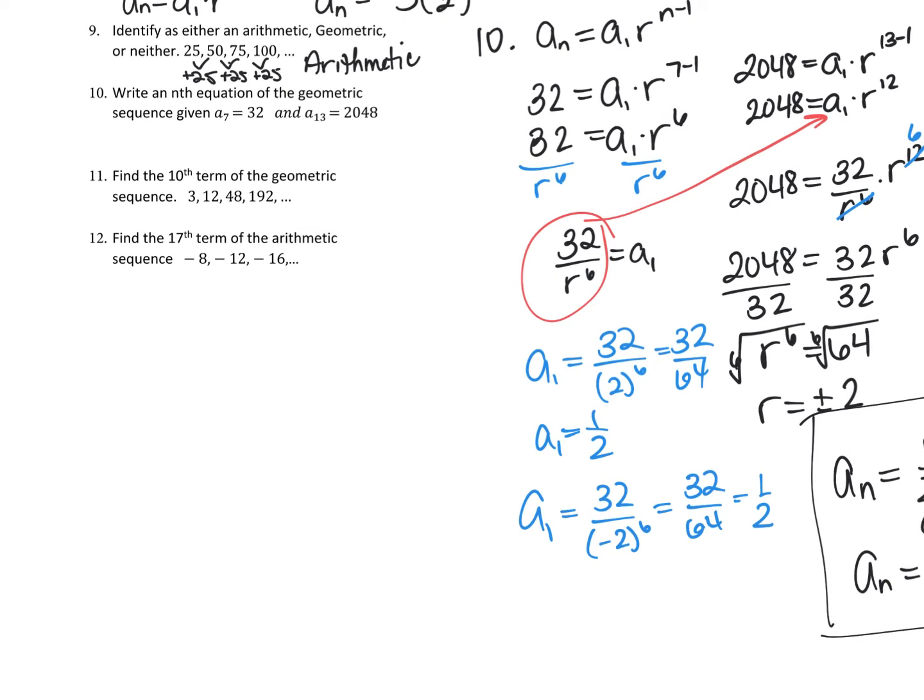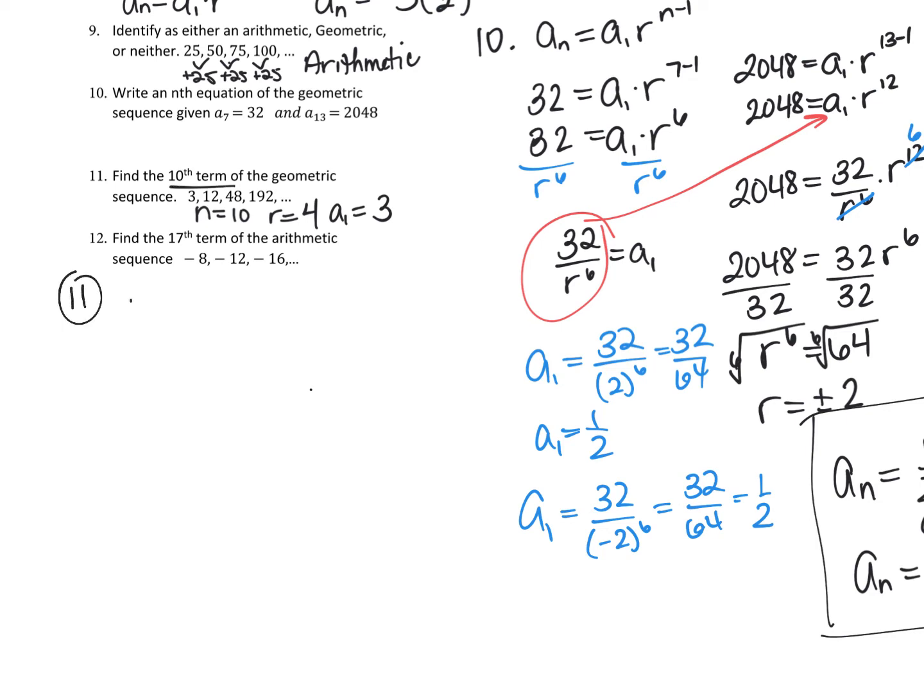Number 11. Find the 10th term of the geometric sequence, so n equals 10. My r, 3 times what is 12, times what is 48, 4. So r is 4, and a1 is 3. Now we're asked for the 10th term, not the sum of the 10 terms, which I just found and had to erase. So we're going to make sure we find the right thing.